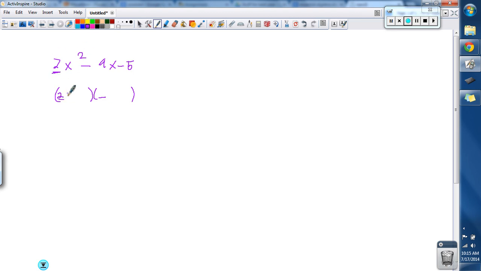So one of them is going to have to be a 2x and the other one is going to have to be an x. Now another thing to keep in mind is that the last terms in each binomial have to multiply together to get this 5. So the only way to multiply together to get a 5 is to multiply 1 and 5 together. So it's either going to have to be a -1 and a positive 5, or a positive 1 and a negative 5, or a -5 and a positive 1, or a positive 1 and a positive 5. So you've basically got 4 different options here.